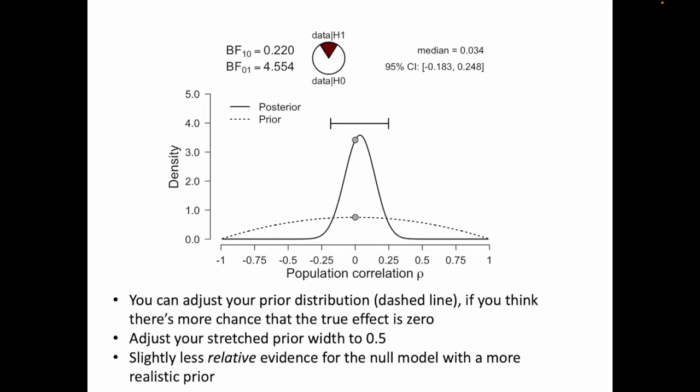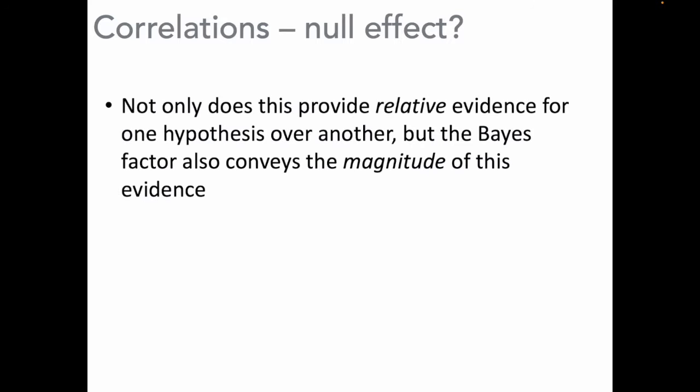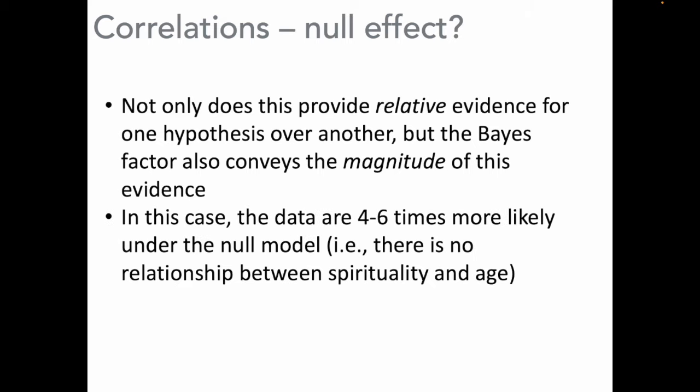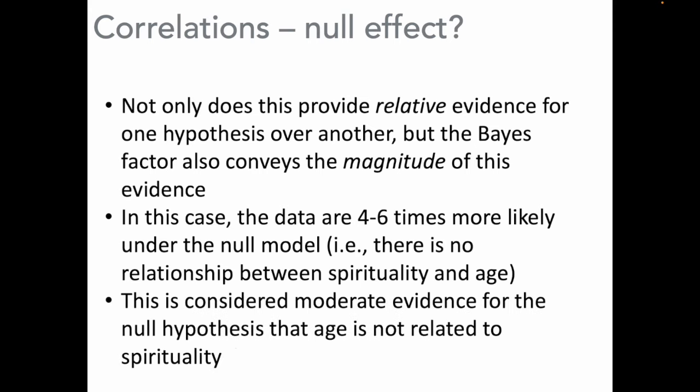This is perhaps more realistic for most fields of psychology, as a correlation effect size. We've adjusted this, and with this adjustment we can see it slightly changes what our Bayes factor is. With this more realistic prior distribution, there is 4.5 times more evidence for the null compared to the alternative. So slightly less, but it doesn't change it too much. So not only does this result provide relative evidence for one hypothesis over another, it also conveys the magnitude of this, 4 to 6 times depending on the prior distribution that you use.